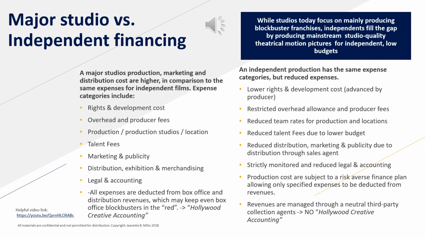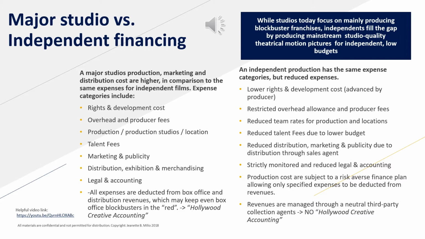Now, what are we looking at here? Major studio versus independent financing. What are the different components that are different? What are the different cost factors that one has to look at? So let's assume for a second we have the same project, the same script, written by the same writer, and we have the same cast and the same director applicable. And we have the choice of making it with a studio or making it independently.